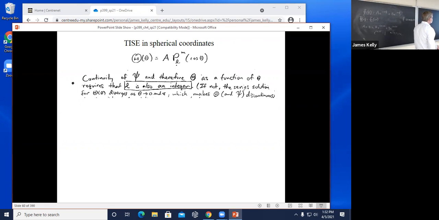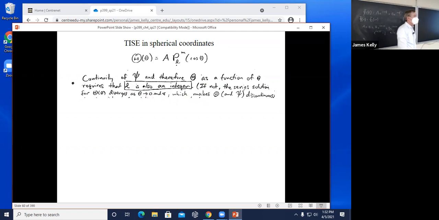Okay, so what about continuity for this function? Well, if we want psi to be continuous, all of these product functions have to be continuous. And this argument requires, I'm not going to go through the details here, but L has to be an integer. Otherwise, we'll find that the series solution diverges as theta goes to 0 and theta goes to pi.